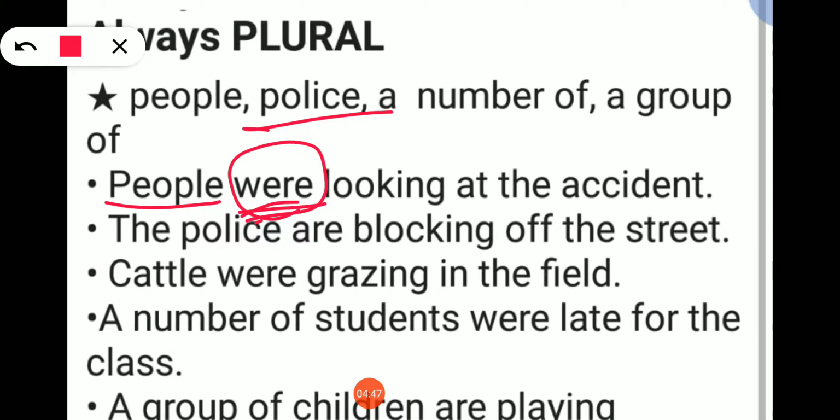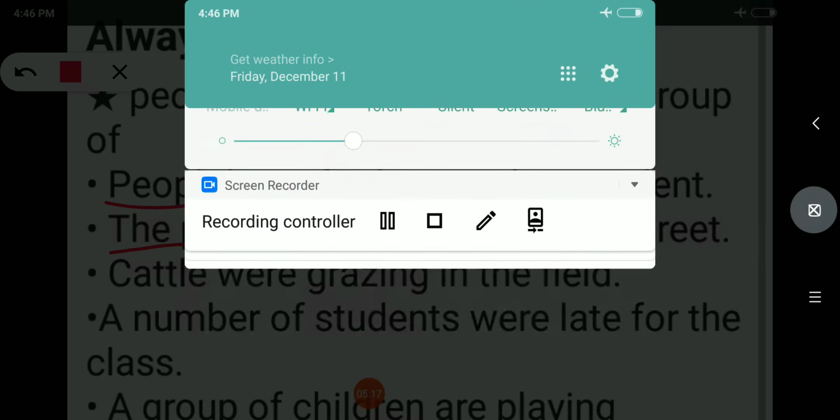Likewise, police. Next one, police. The police are blocking off the street. Here the police is the subject, and are is a plural verb. One more example: the police are after you. Next one, cattle. I have missed cattle here, so cattle should come, right?